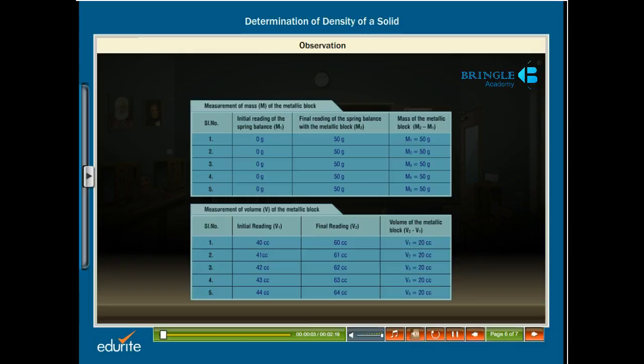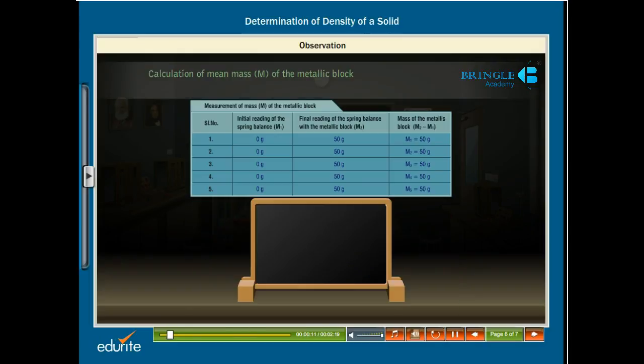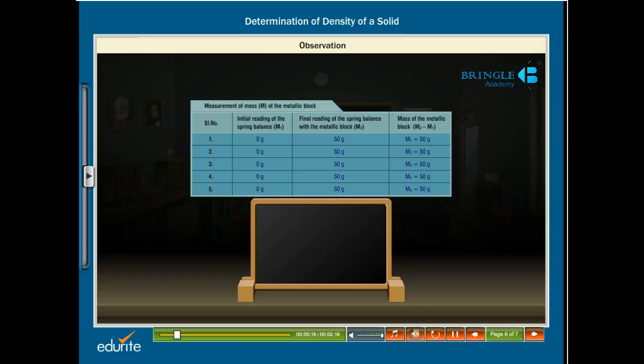Displayed here are the observation tables for mass m and volume v of the metallic block. Let's calculate the mean mass m of the readings taken during the experiment. Mean mass m is equal to the ratio of the sum of the individual masses to the number of observations. Mean mass m of the metallic block is equal to m1 plus m2 plus m3 plus m4 plus m5 divided by 5. By substituting the values of m1, m2, m3, m4 and m5 in the equation, we obtain the mass of the metallic block, which is equal to 50 grams.